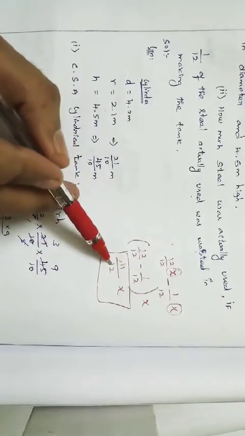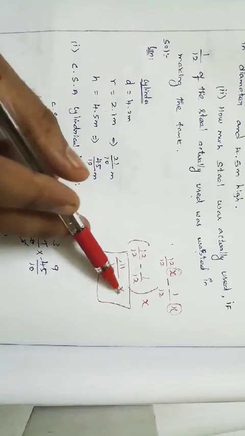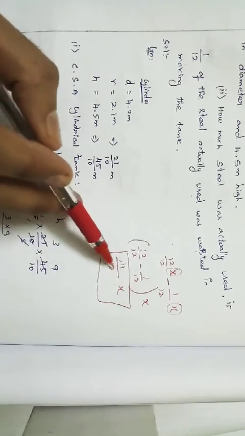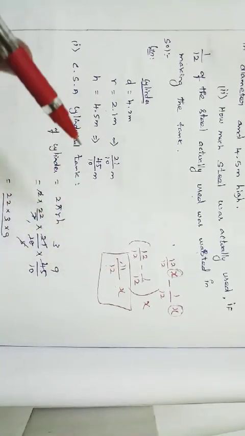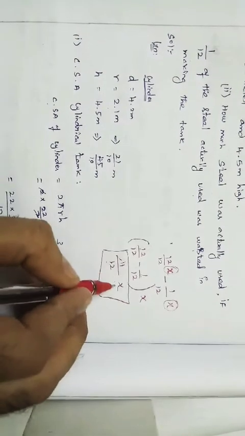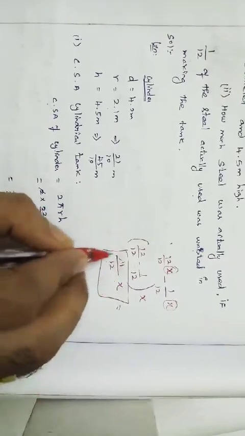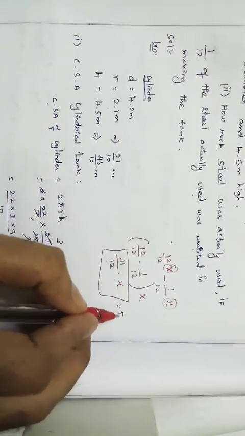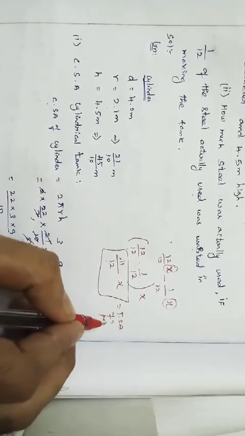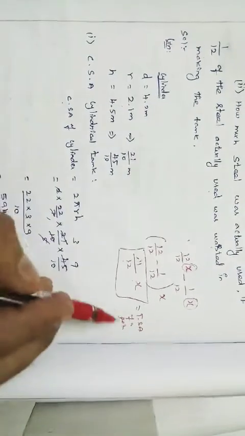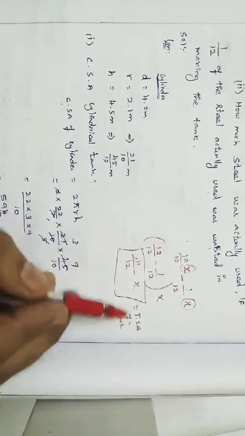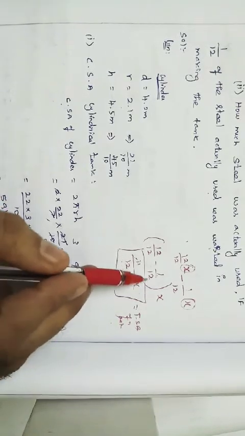11 by 12 of steel has been used. That steel x is nothing but the total steel. Among the total steel, 11 by 12 has been used for making the petrol tank, right? So if we equate that, this is nothing but the total surface area of a cylindrical petrol tank. And we know the formula, TSA of a cylindrical tank is 2 pi r into h plus r. By equating these two, we will get the value of x.